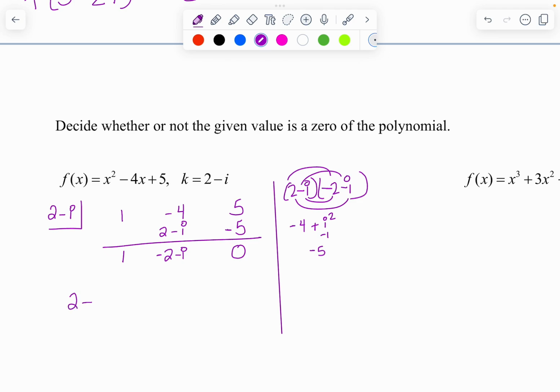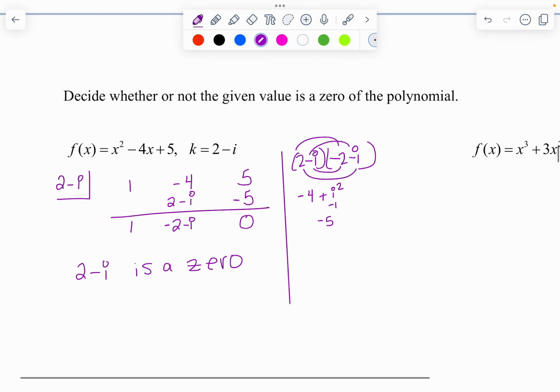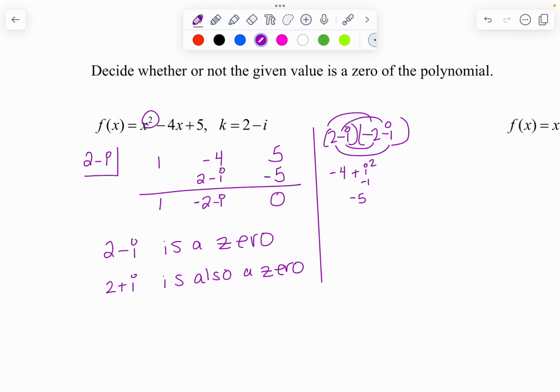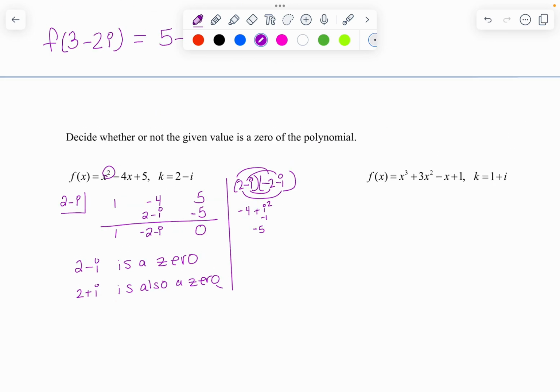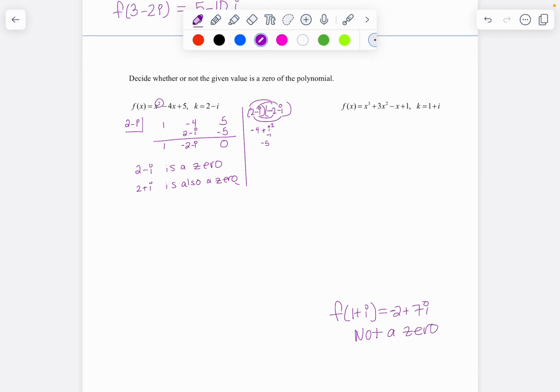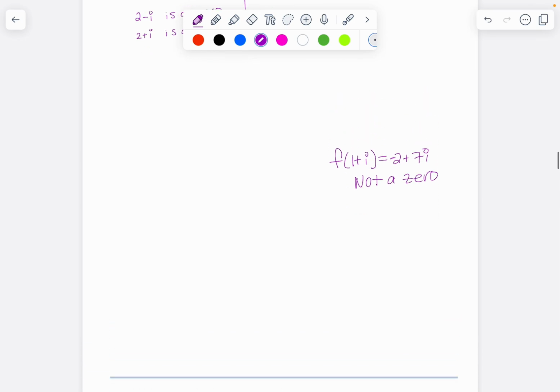So 2 minus i is a 0. And so what I'm also going to tell you is that 2 plus i, its conjugate, is also a 0. So you just actually found 2 zeros. They're both imaginary. Okay, the next one I actually did for you. You can go ahead and check that out. You'll find that that is not a 0. So you can go ahead and do that work. All right, and that would be it.